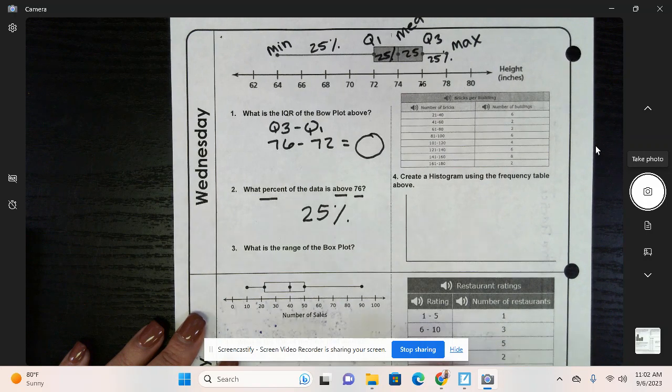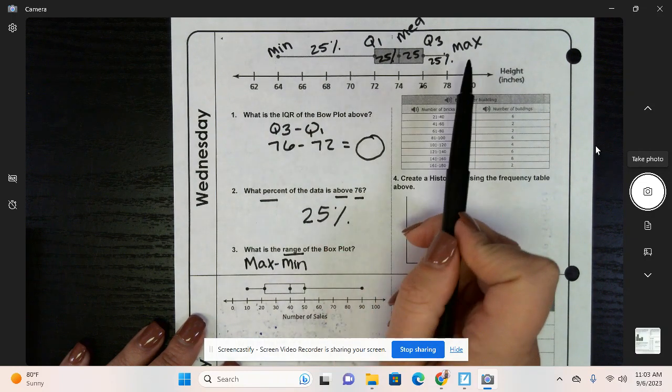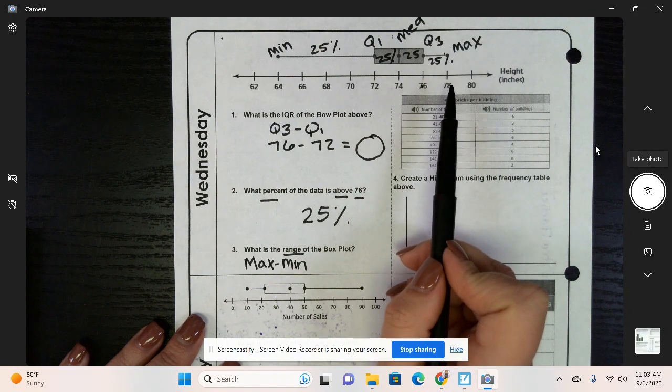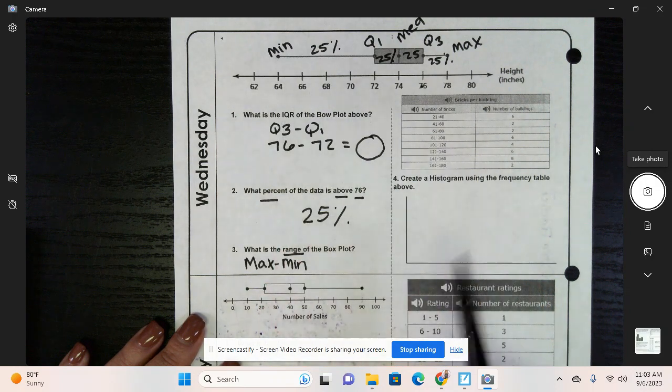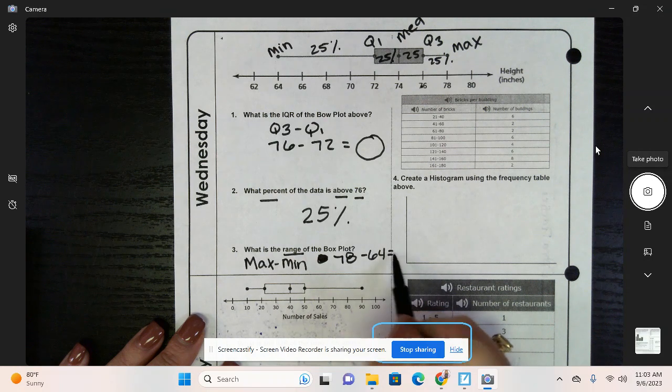Question 3 is, what is the range of the box plot? Range is our max minus our minimum. So we've already labeled our box up here, so we should be able to identify our max, which is 78, and our minimum, which is 64, and subtract those two. So we should be able to do 78 minus 64, and I would get my range.